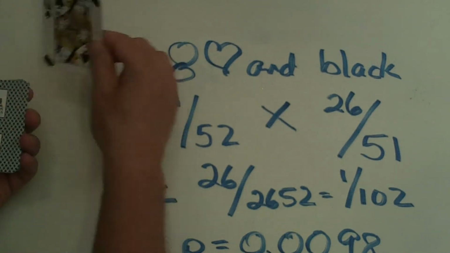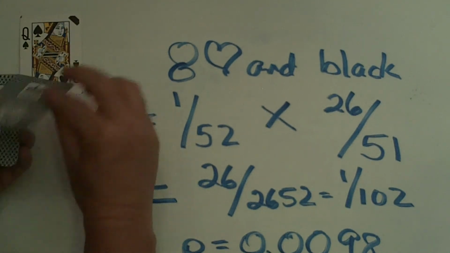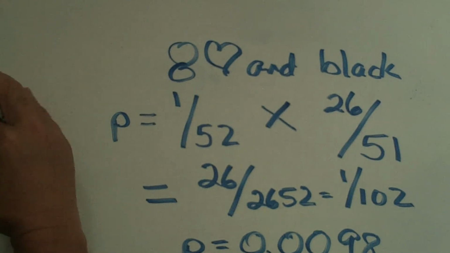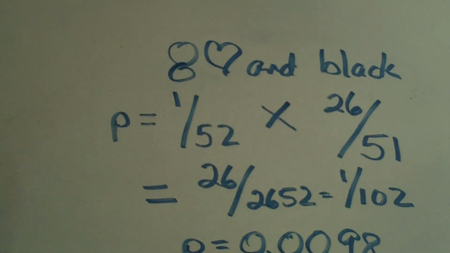But I gotta try it. Up, queen of spades first, followed by a black card, 7 of clubs. All right, let's look at one more probability here.